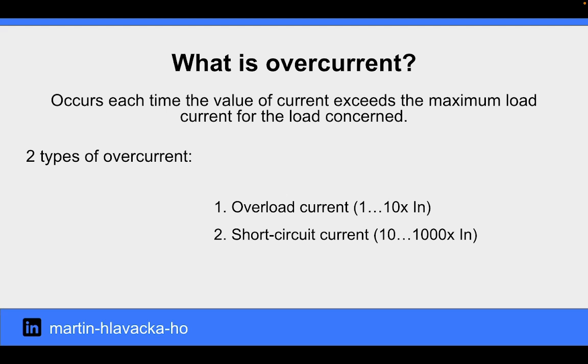Overload current is a type of overcurrent, so let's just briefly mention what overcurrent is. Overcurrents occur each time the value of the current exceeds the maximum load current for the load concerned. There are two types of overcurrent: overload current and short circuit current. In this video, we will focus only on overload current.